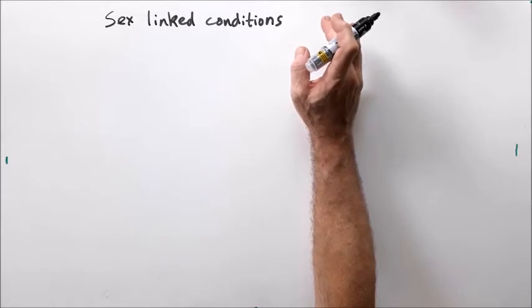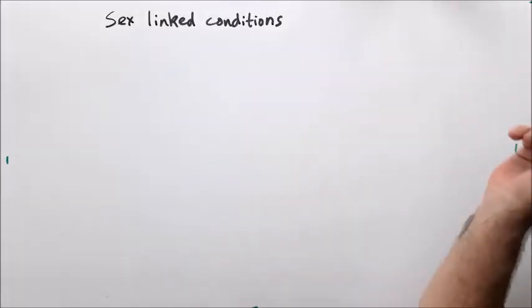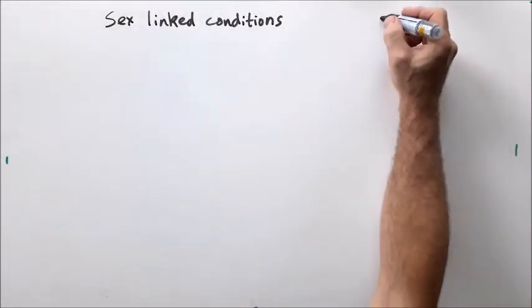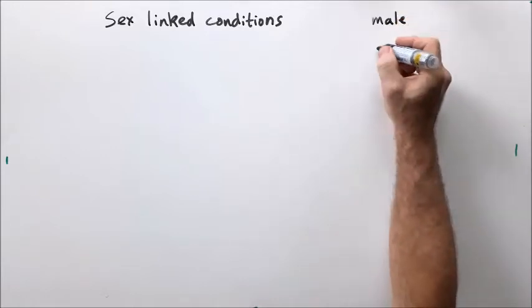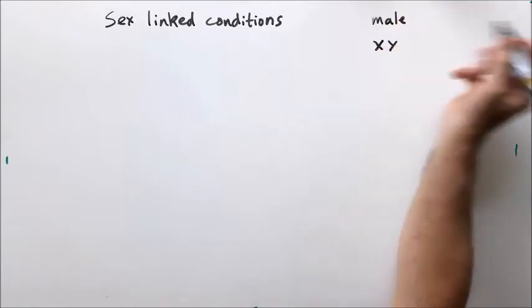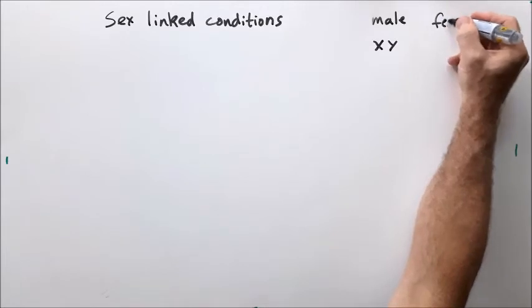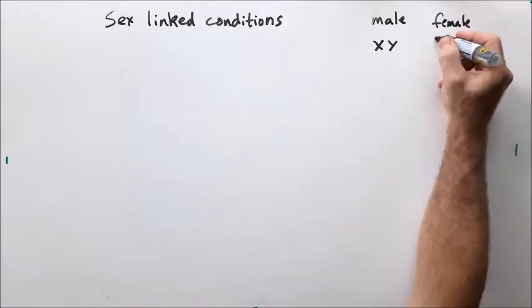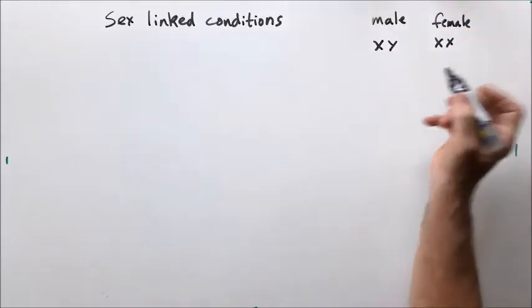So before we even begin, we've got to take a look at the gonosomes. So the gonosomes of a male would be an X and a Y, where a female would be an X and an X.